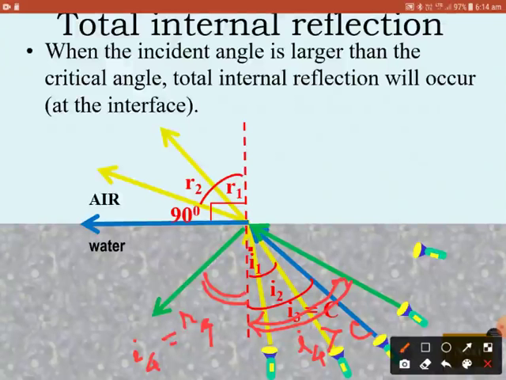Are those conditions fulfilled or not? Let's see. The light ray is going to travel from denser to rarer. Yes, the first condition is satisfied. The second one is the angle of incidence. This angle of incidence is greater than the critical angle. It is also fulfilled. So what happened?